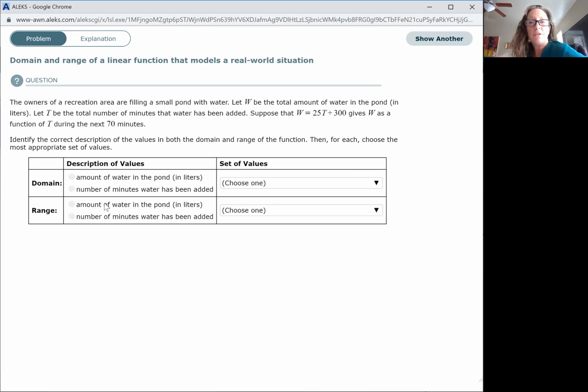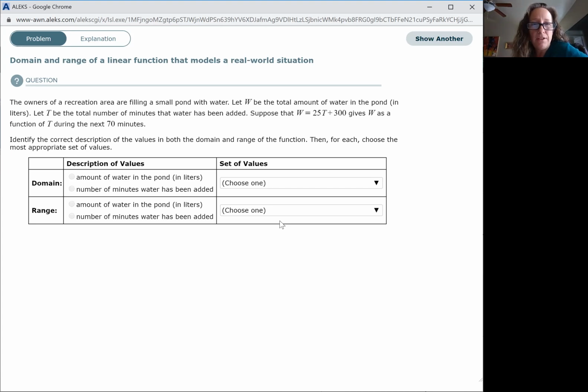So minutes, of course, time can't go negative. So we're just going to start with 0. And let's see if there's a maximum, 70. And you can go decimal minutes. So it's going to be real numbers from 0 to 70. Then we plug in 0 for T and we get 300. So the amount of water is going to start with 300. There's only going to be one answer with that one, so you choose it.